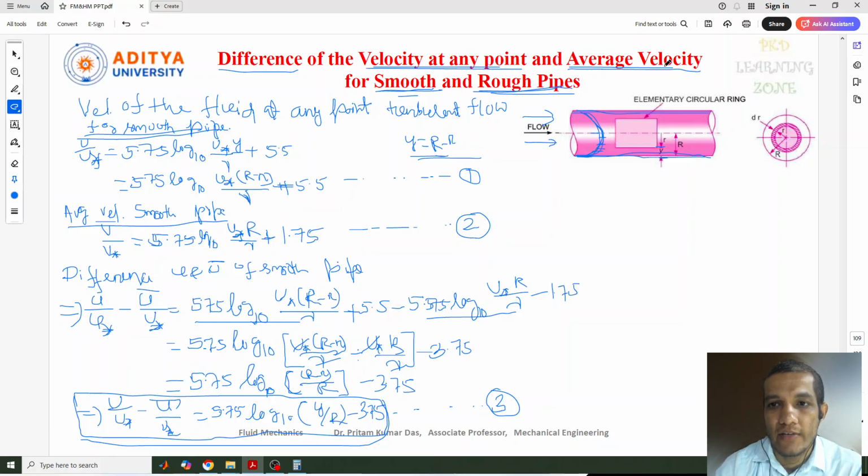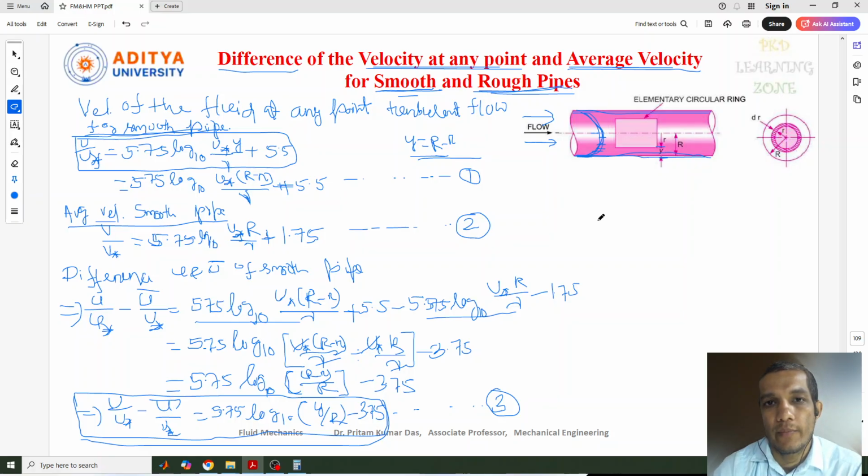To identify the average velocity, we have taken one elementary circular ring, and we have found the average velocity. And the velocity at any point you have already derived previously, and we got u by u star equal to 5.75 log 10 u star y by nu plus 5.5. This equation we got previously, where you derived the velocity distribution for a turbulent flow in the smooth pipe case. So this is all about the smooth pipe, when the pipe is smooth.